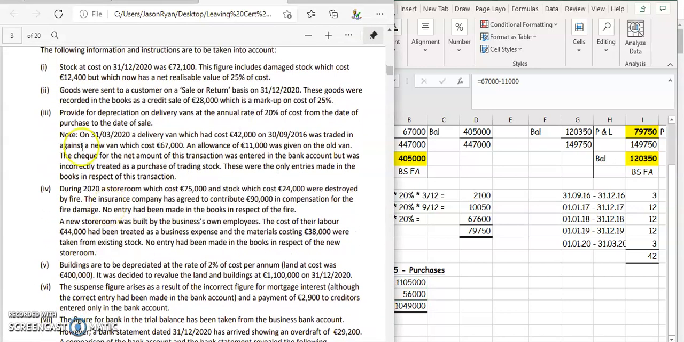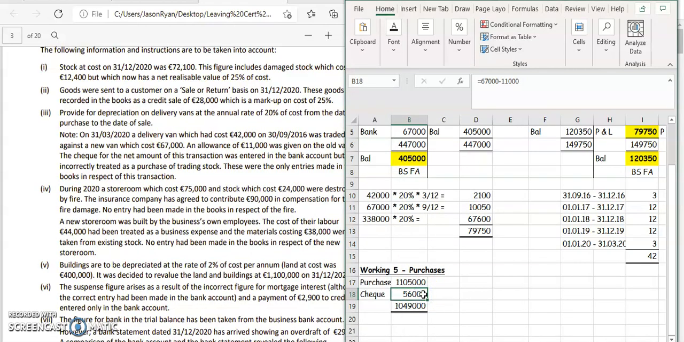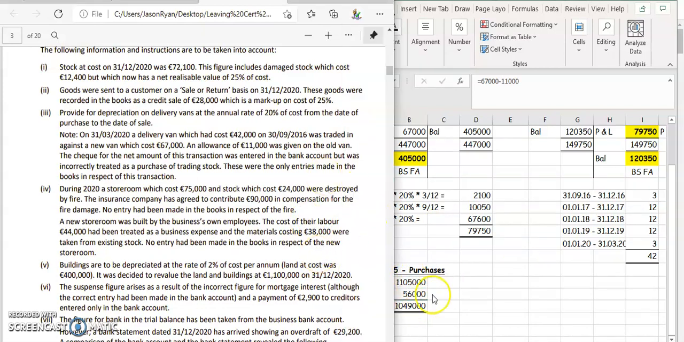Now remember, the cost of the vehicle was 67. We got an allowance of 11, so we're only writing a check for 56,000. So we reduce our purchases by 56,000, because it shouldn't be in our purchases, it should be in our depreciation account, even coming from our bank.